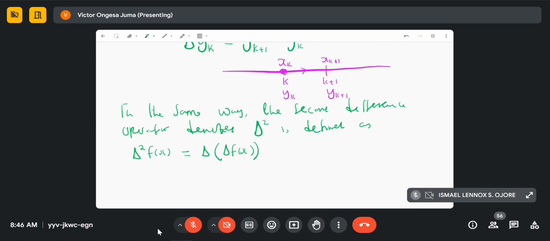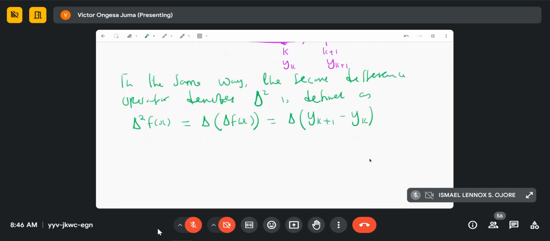But we recall this formula. I can just quickly define this in terms of this. So I have the first difference operator of yk plus 1 minus yk. So it means I'm having a forward operator of the two functions.